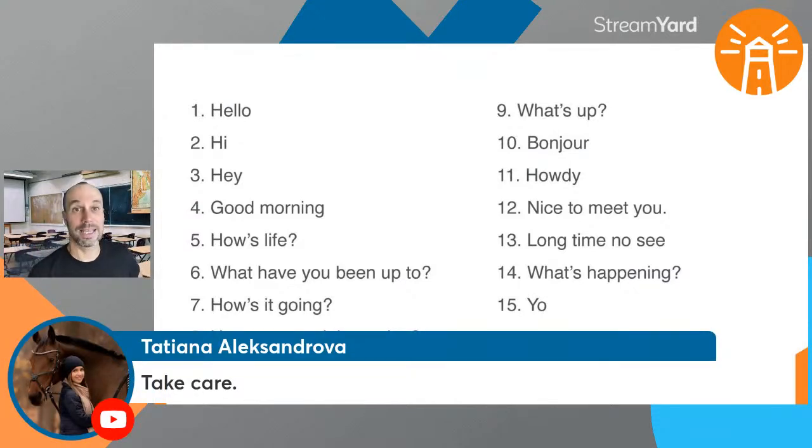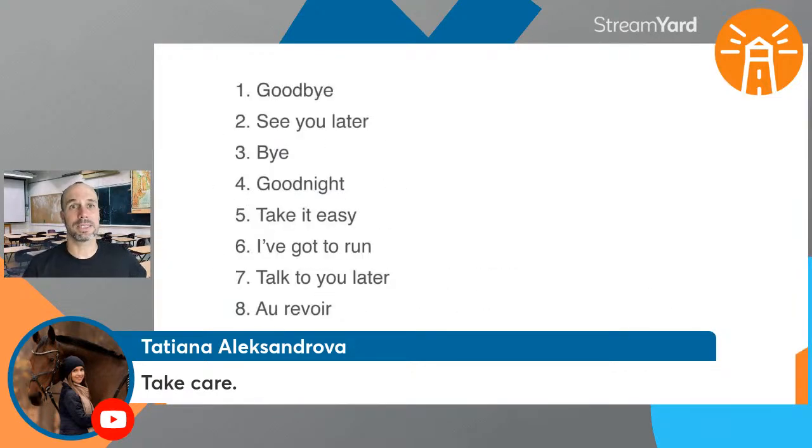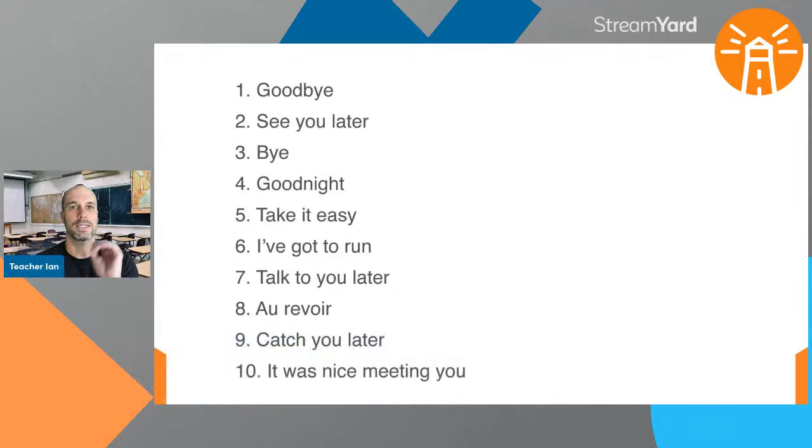Yeah. Take care. Absolutely, Tatiana. So take care is a very common way to say goodbye in person, and it's also used a lot in writing as well. So great. If you have any other ways to say goodbye, I would love to hear them. Take care is definitely a very common expression. Thank you, Tatiana. What else might we say?